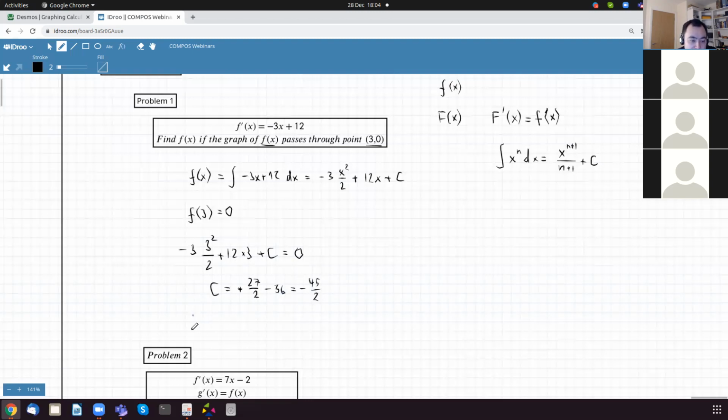And finally, we find the function f of x is equal to minus 3 over 2 x squared plus 12x plus c, which is negative 45 over 2. And this is the answer. This is the solution.